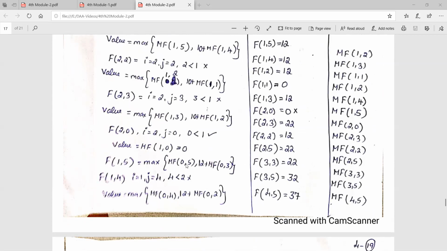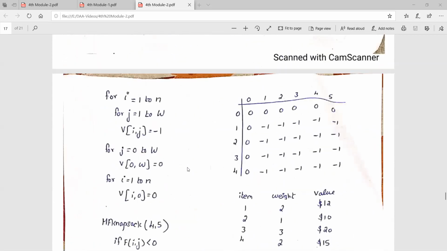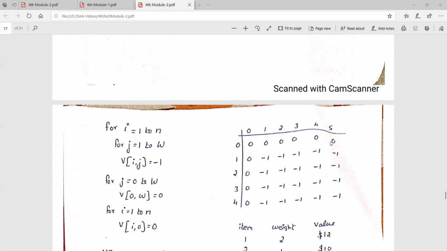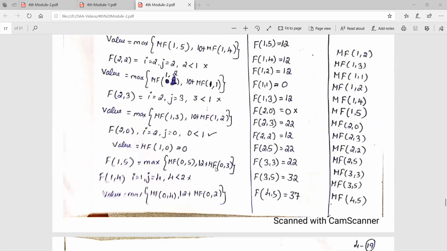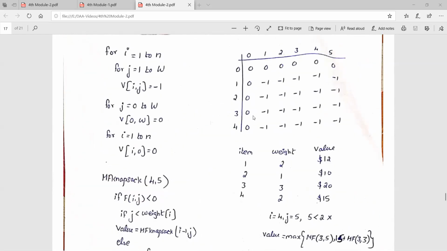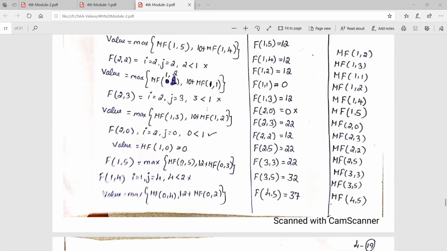So now you see here. So 0 comma 5, the value we take from the table. 0 comma 5, the value will be 0. Okay. And then 12 plus 0 comma 3. 0 comma 3 also the value will be 0. Okay. So now here 0 comma 12 plus 0. What is the maximum value? So maximum value will be 12. So now f of 1 comma 5, the value will be 12. Okay. So same way you have to consider first f of 1 comma 4. So i value will be 1. So j value will be 4.